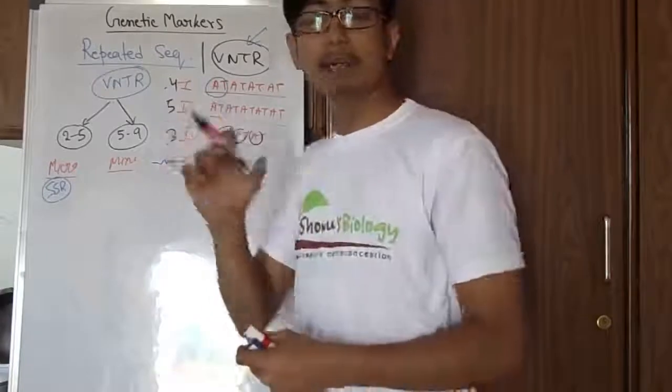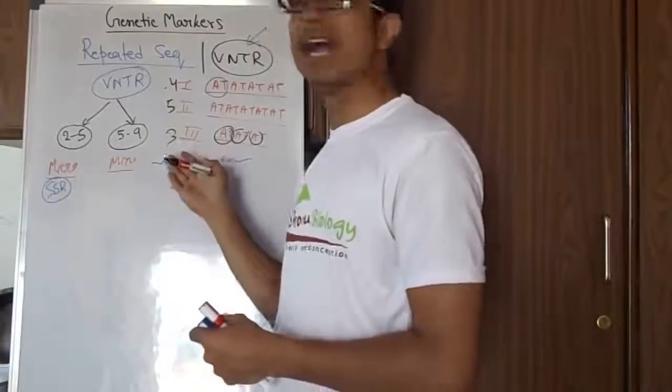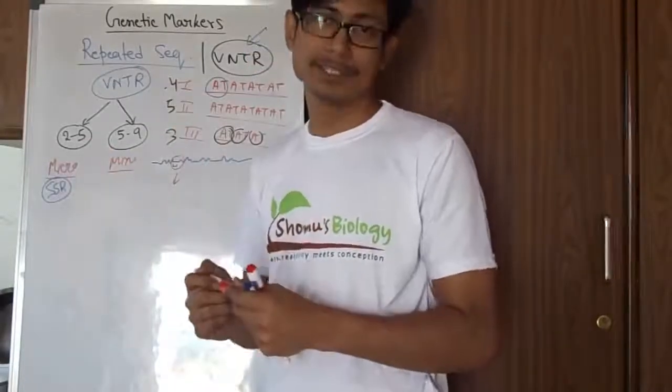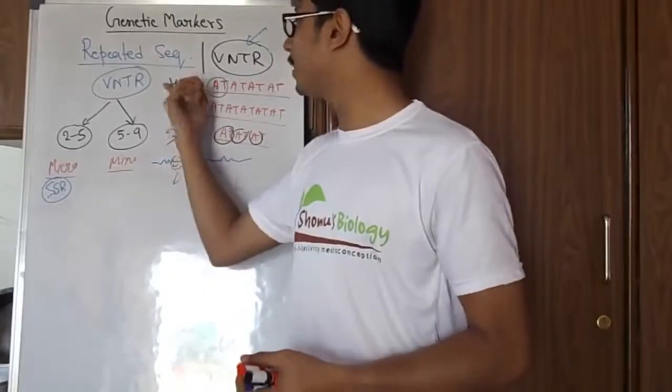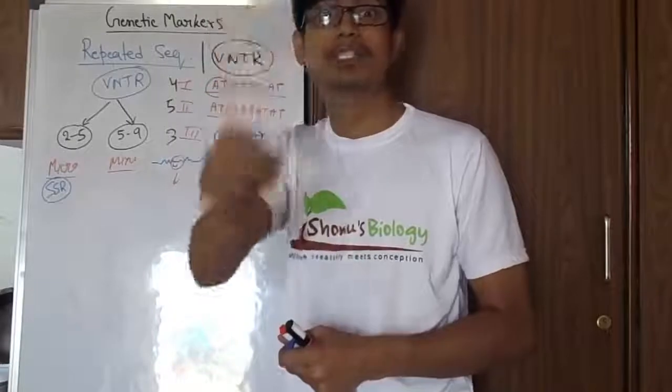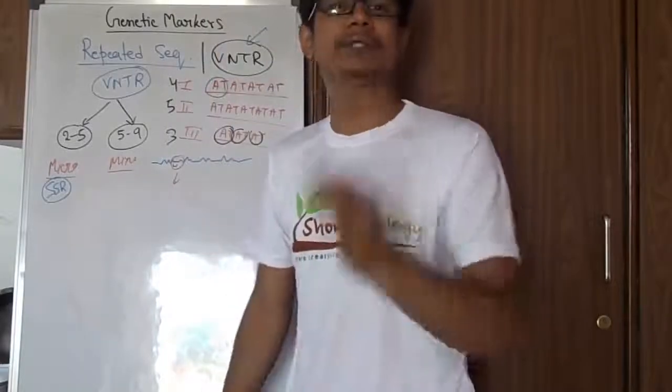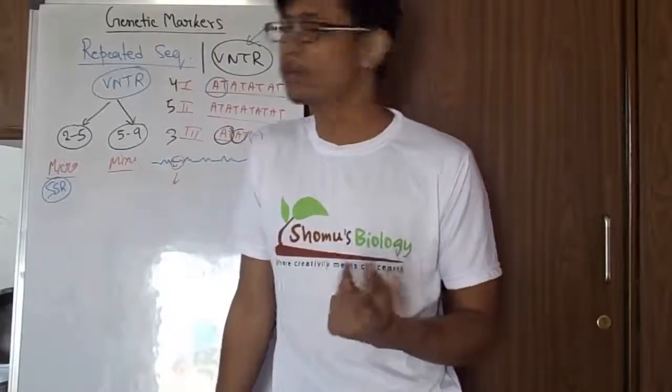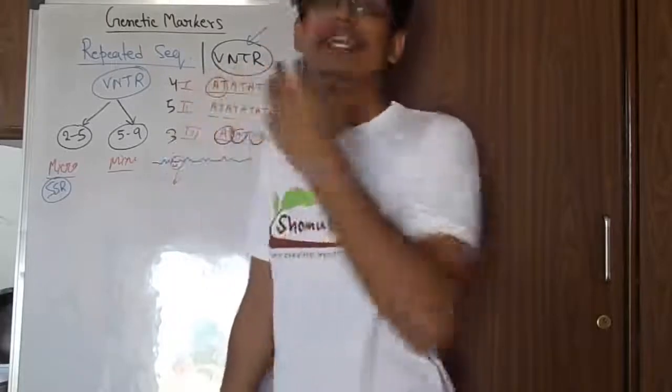So the number of repeats present may vary between different individuals. This varied property will give a specific characteristic tone to that person only. That's why we can use them as genetic fingerprinting. Okay. So this is called VNTR.